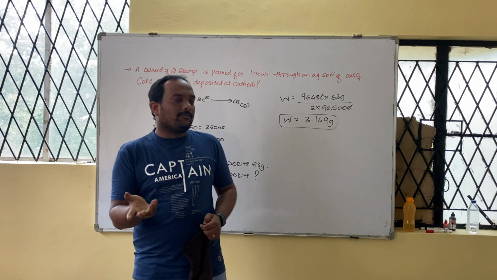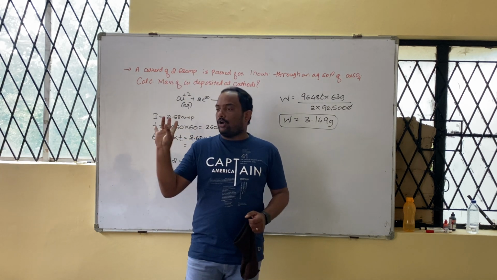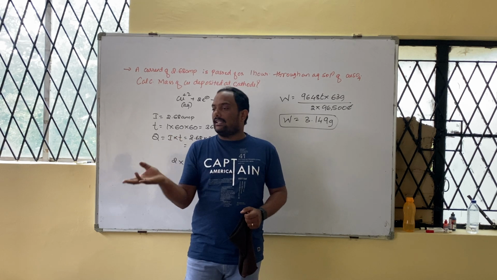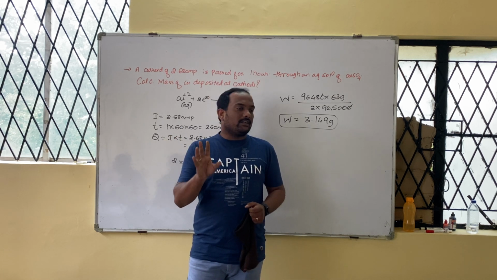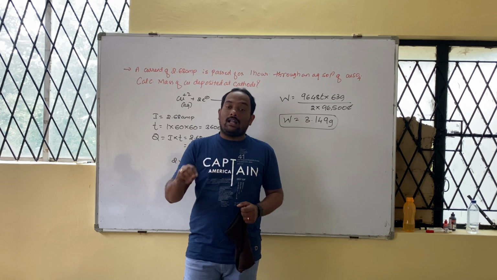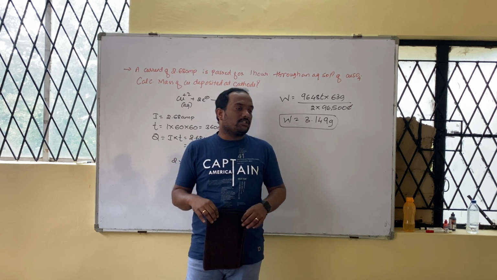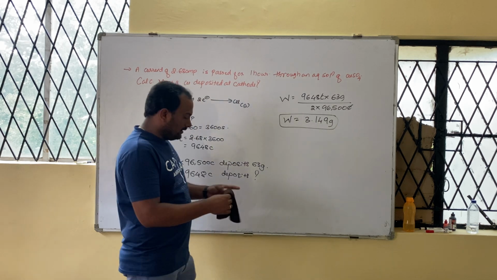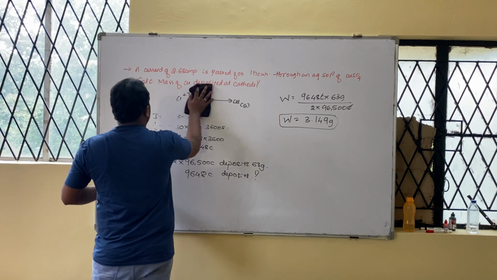If you pass more current for more time, then more liberation and more deposition. If you pass less current for less time, then less deposition and less liberation. It all depends on which one? Electricity which you are passing. That is nothing but Faraday's which law? First law. Am I right or not? Just go through that, check it out. Then we go for Faraday's which law? Second.